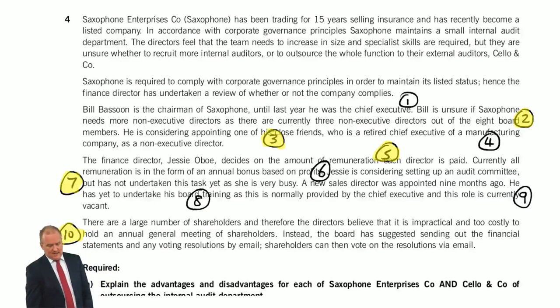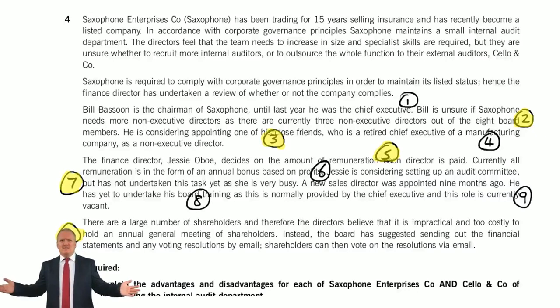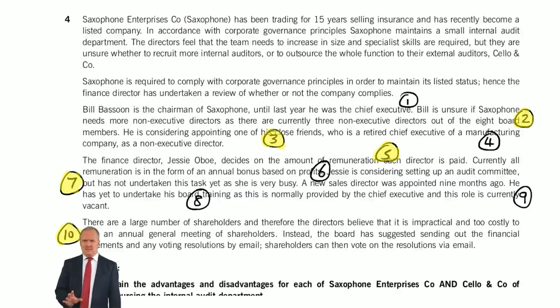Number 6, all remuneration is an annual bonus based on profits. Directors' remuneration should be a mixture. Salary, so your regular pay for coming to work, plus some performance-related stuff. If you make it all performance-related, what if the company halfway through the year already knows it's going to make a loss? You've now got directors who won't be paid anything. What's their incentive to come to work? So yes, we like performance-related, but it should be a proportion of pay. It should not be entire pay.